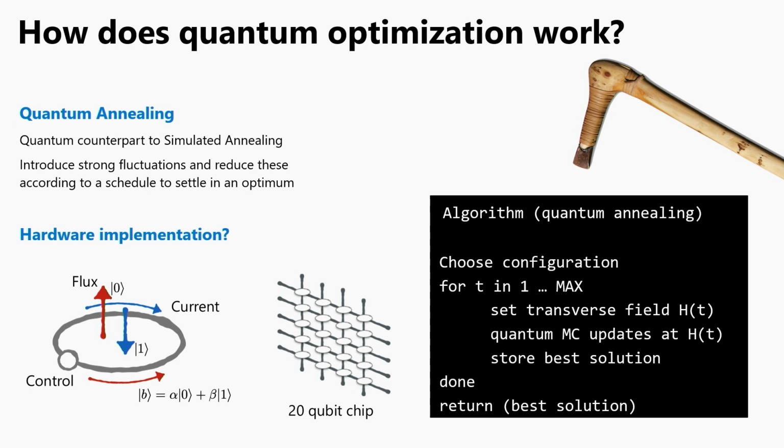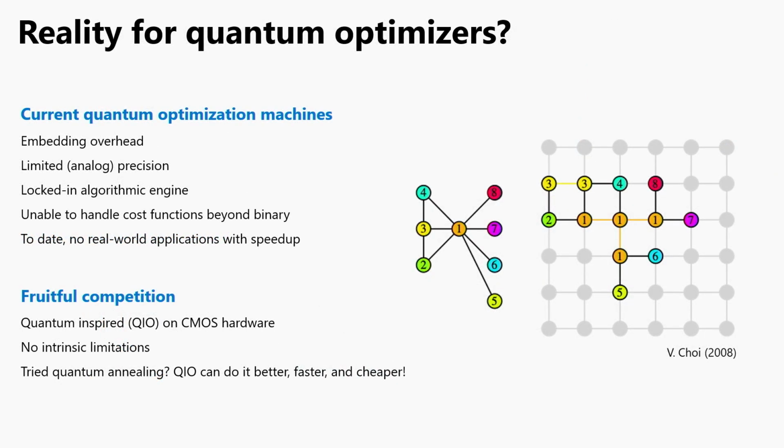Good. Now this sounds great. You're using quantum mechanics to solve a problem. What is the reality for current quantum annealing machines? Well, the reality is a little bit bleak in that there's a few challenges to overcome.